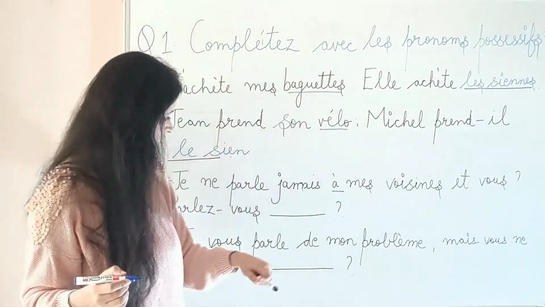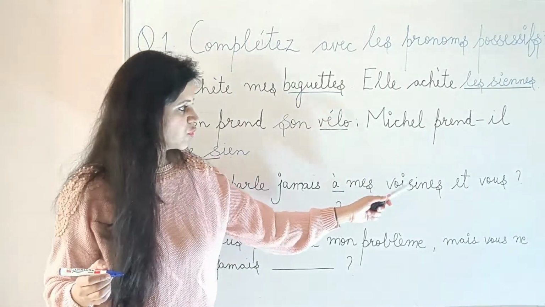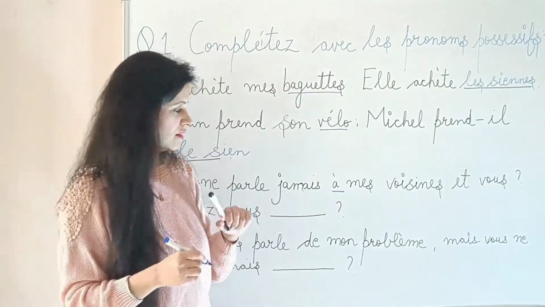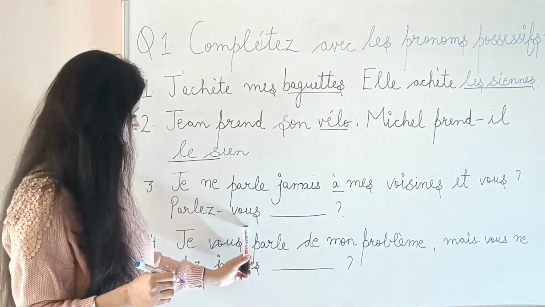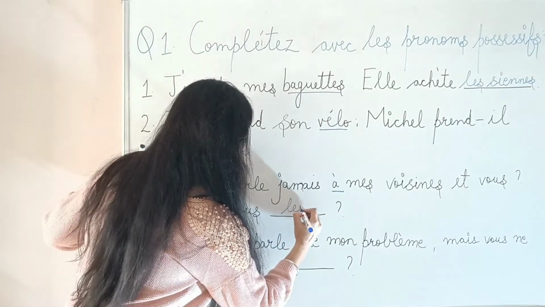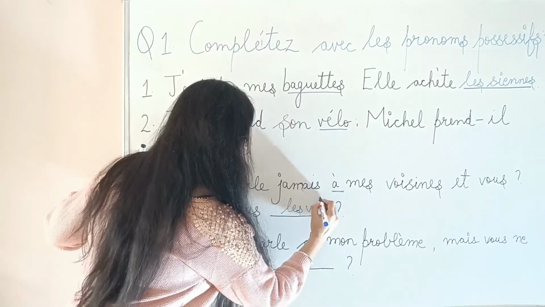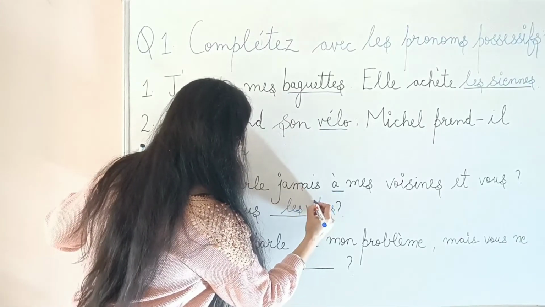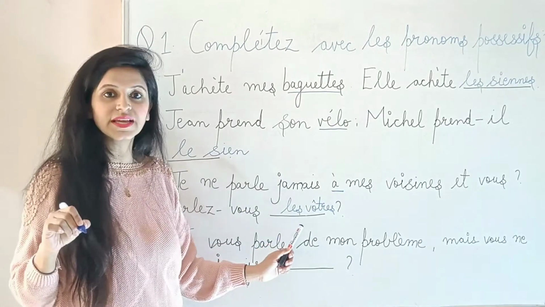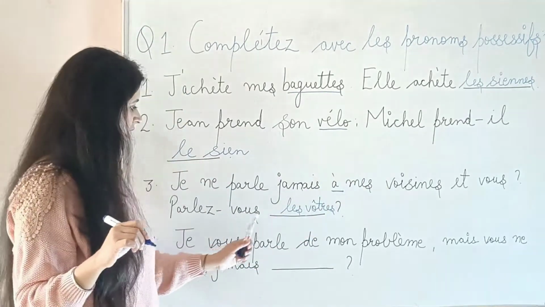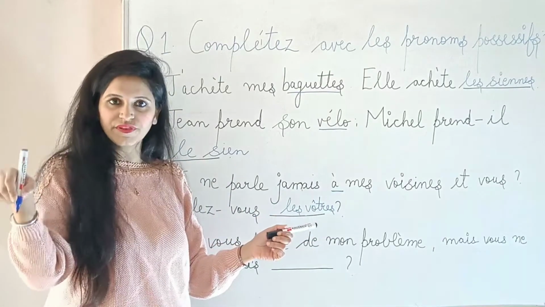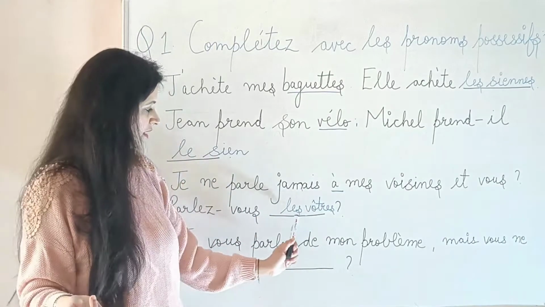Okay? How will you do that? Let's see the noun first. Je ne parle jamais à mes voisines. So what is the gender of voisine? Féminin, pluriel. Okay, et vous parlez, parlez-vous. What is the answer? Les vôtres. Okay, so you'll write like this. It is very obvious that you're going to write the sentence like this because with vous, we write les vôtres. Voisine is féminin pluriel and masculin and féminin pluriel was same. So we're going to write like this.